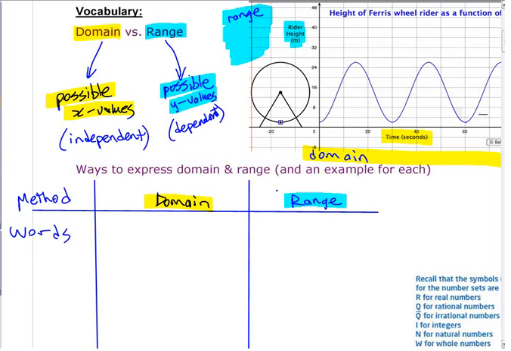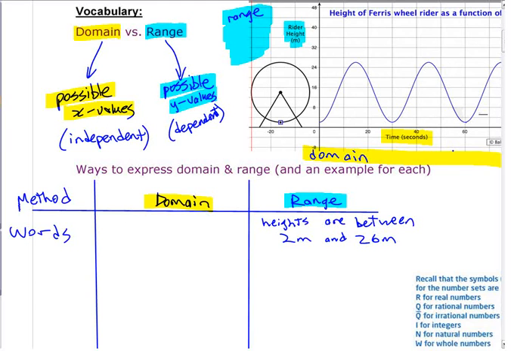What values are possible in the range? What heights are possible? Heights are between 2 meters and, what was it, 26? 26 meters. So you just describe it with words, between those two values. What about the domain in words?